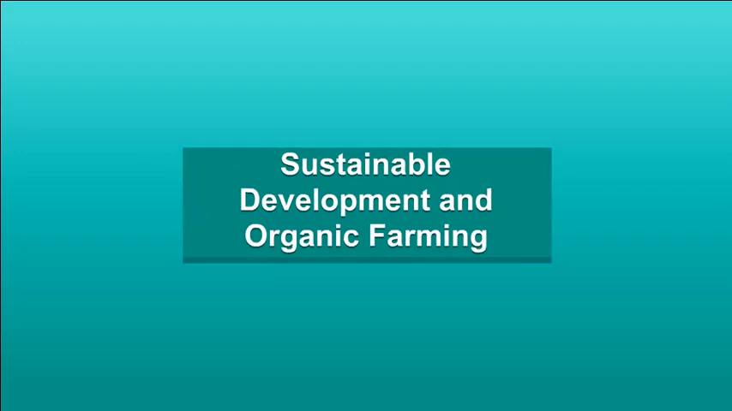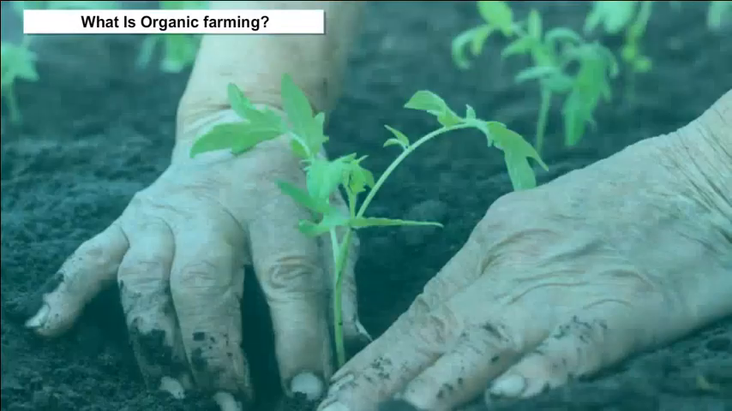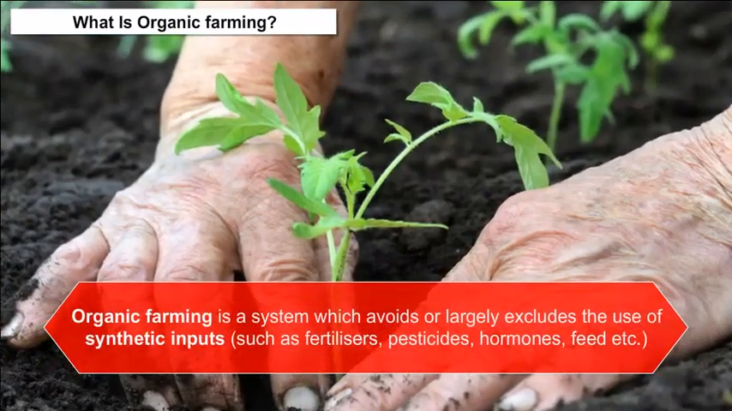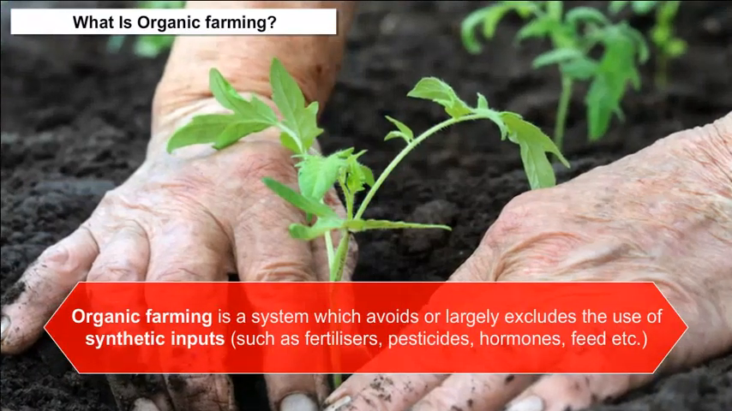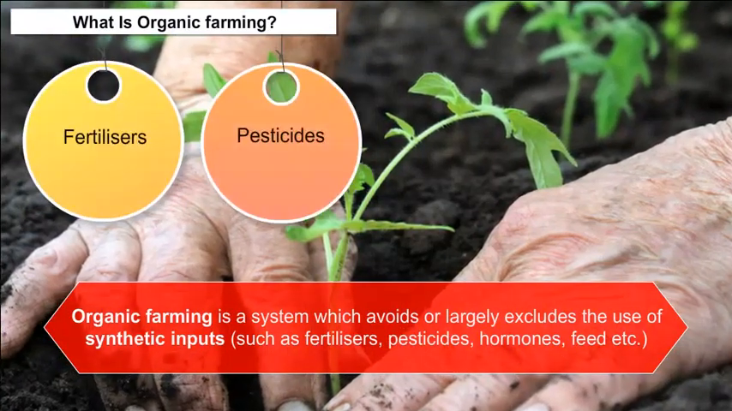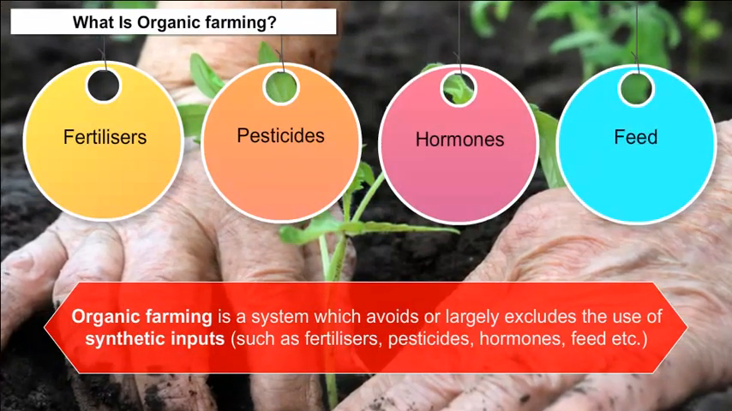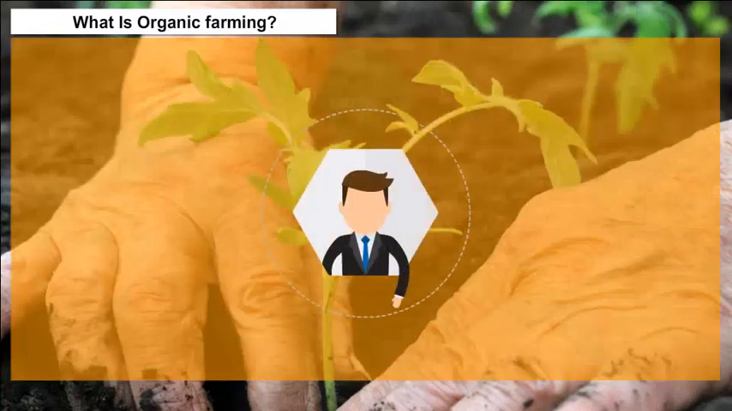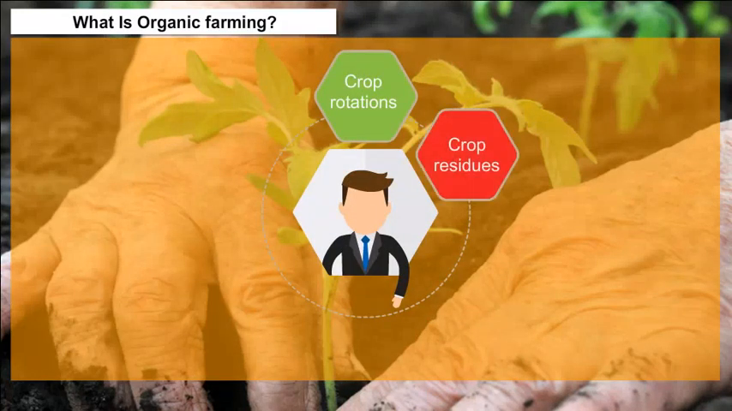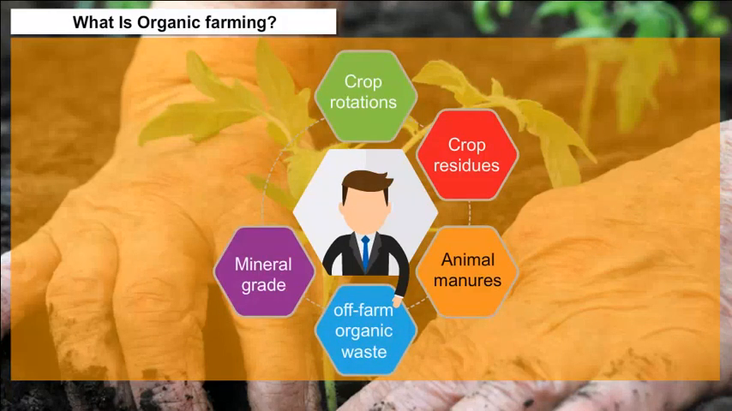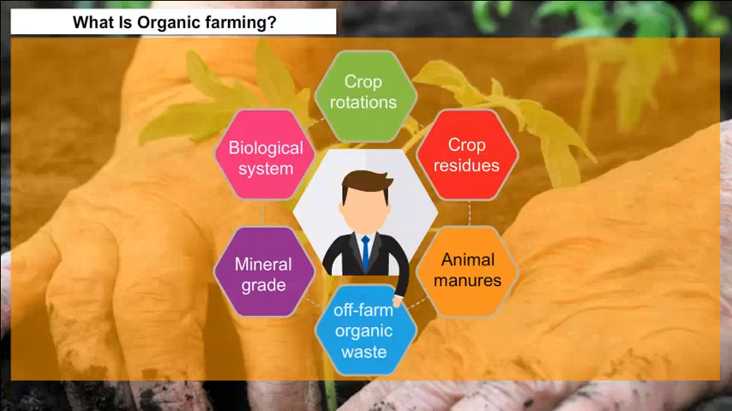Sustainable development and organic farming. Organic farming is a system which avoids or largely excludes the use of synthetic inputs such as fertilizers, pesticides, hormones, feed, etc., and to the maximum extent feasible relies upon crop rotations, crop residues, animal manures, off-farm organic waste, mineral-grade rock additives, and biological systems of nutrient mobilization and plant protection.